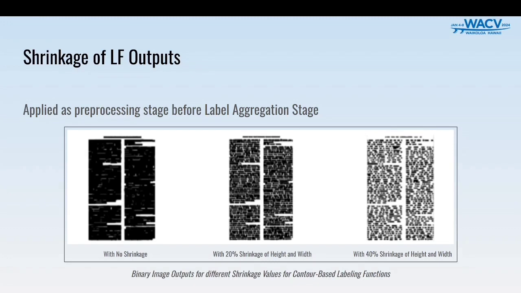Hence, in the application stage itself, as a pre-processing procedure, we perform shrinkage of the height and width of the bounding boxes which label the corresponding text.